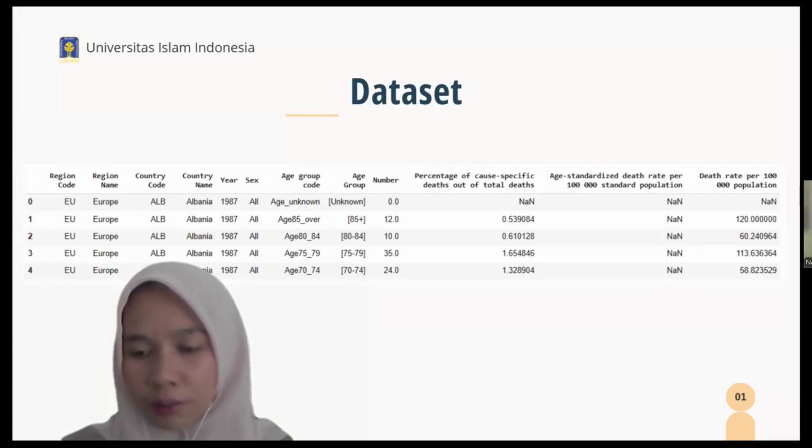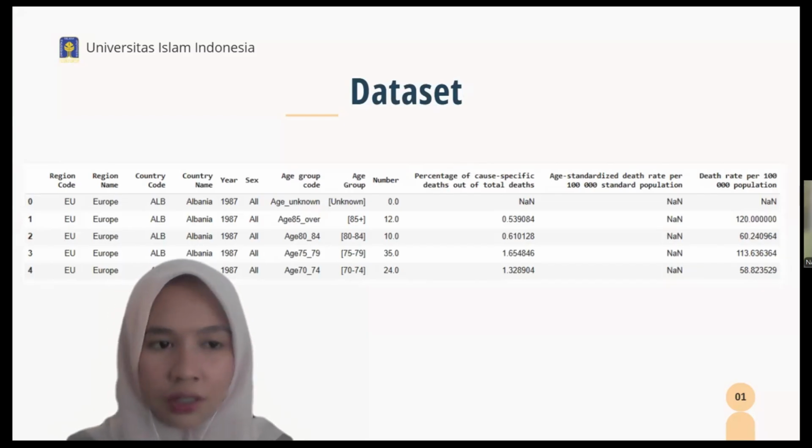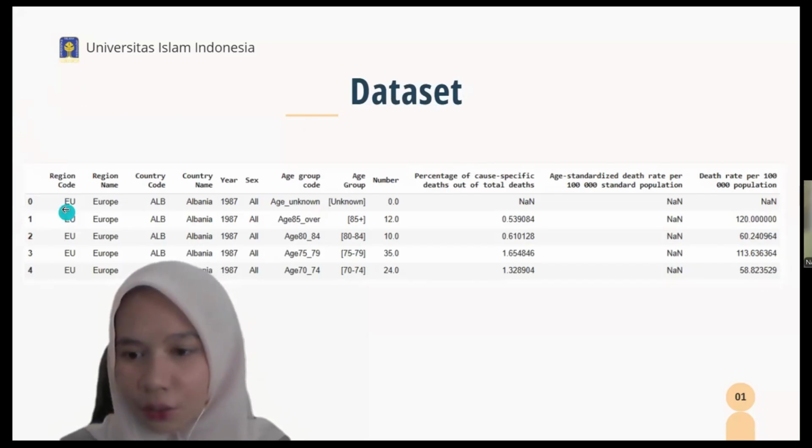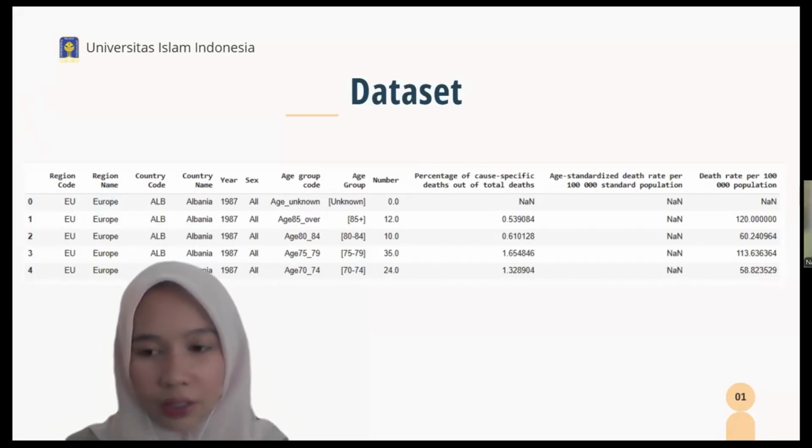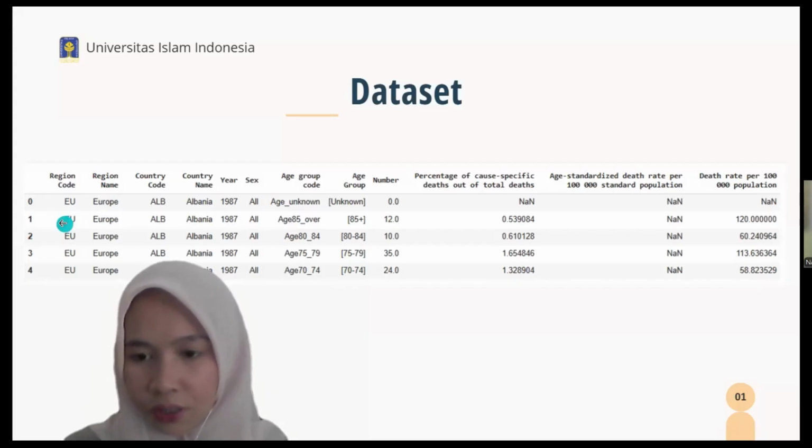The columns can be explained as follows: region code and region name. These columns indicate the geographical region. For example, EU for Europe shows that the country is located in the Europe region.